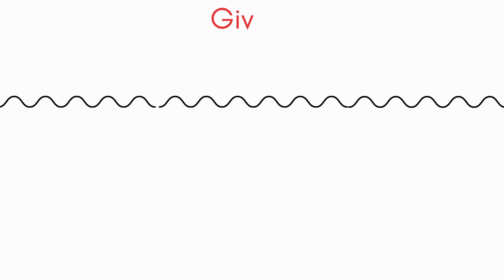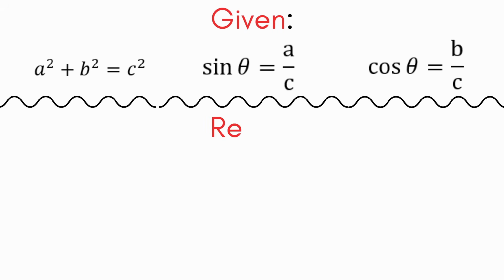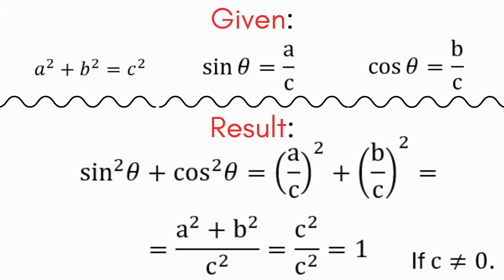So when we square sine and cosine of theta and add them together, it is equal to adding the square of these two ratios. The numerator is a squared plus b squared, and the denominator is c squared, but those are equal by the Pythagorean theorem. So if c is not 0, which it never is, the ratio becomes 1. And so for any acute angle theta, sine squared of theta plus cosine squared of theta equals 1.